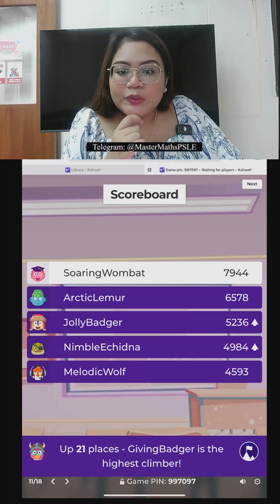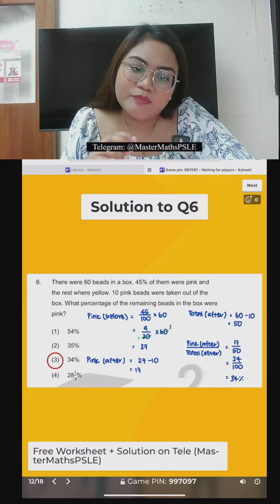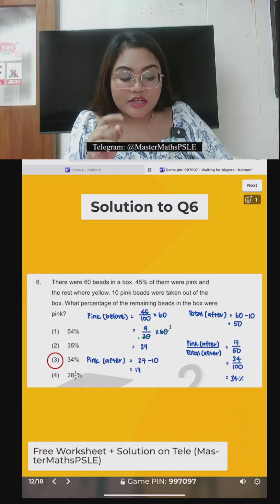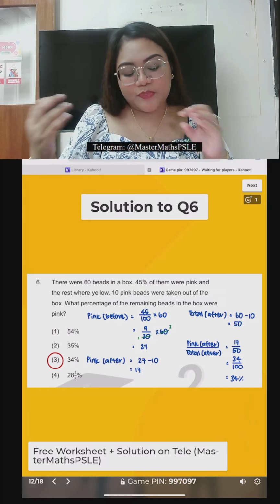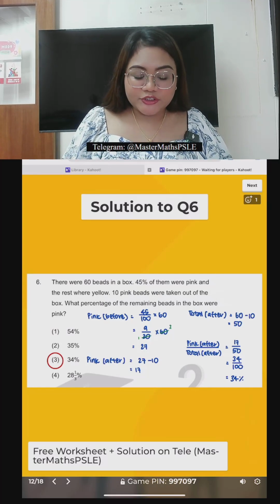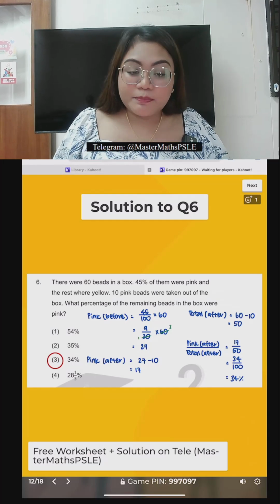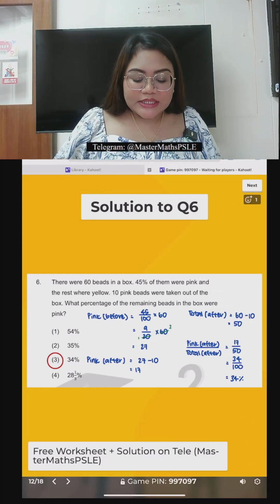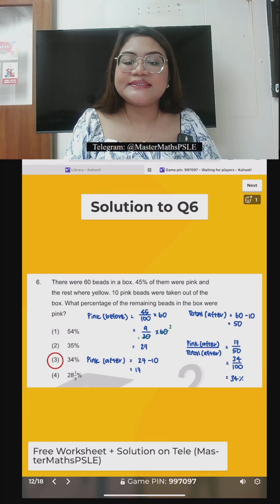So how do we get the answer to be 34%? Some of you may have gotten 35% instead. The very first step is to find out how many pink bits before. 45% of 60 means 45 over 100, and we multiply that by 60. We will get 27 pink bits. Later on, you take out 10, you'll be left with 17. 27 minus 10 is 17.